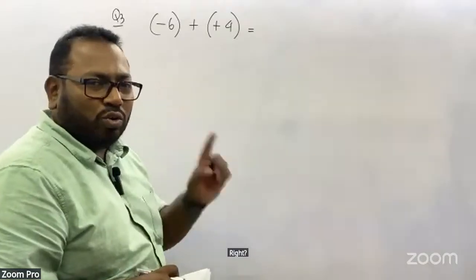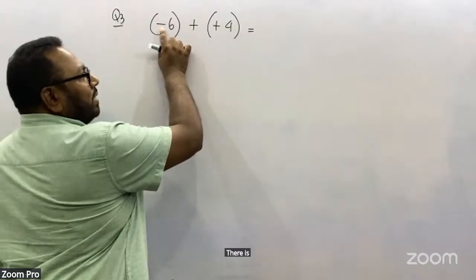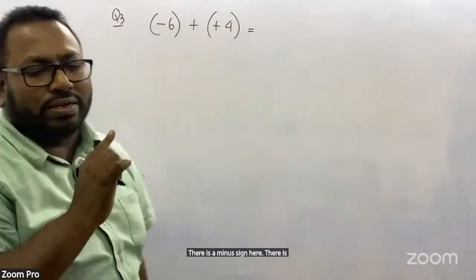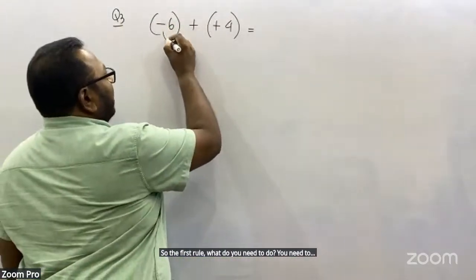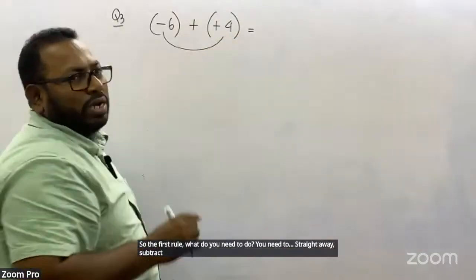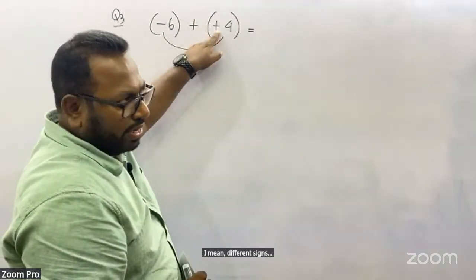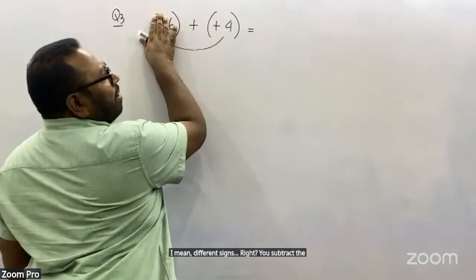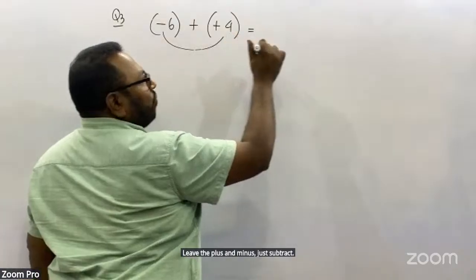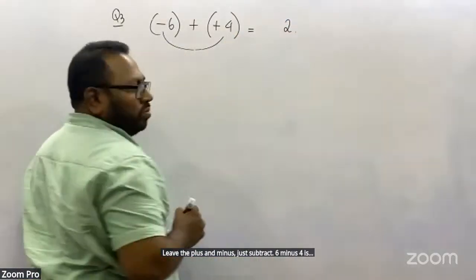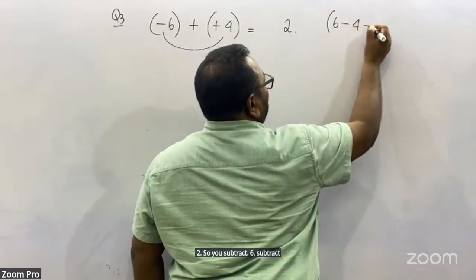The rule is, in this case, you're adding two numbers. There is a minus sign here and a plus sign here. So the first rule: you need to straight away subtract the two numbers when you're adding two numbers with different signs. Forget about the signs, leave the plus and minus. Just subtract. 6 minus 4 is 2.